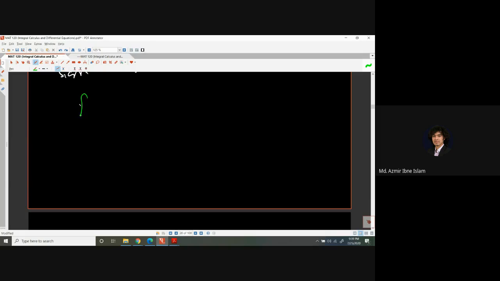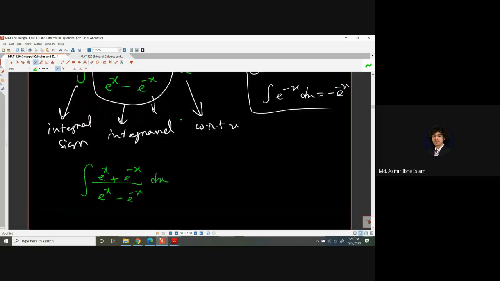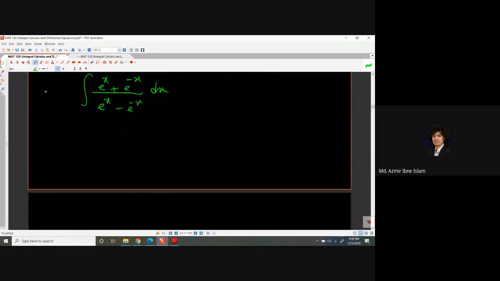Okay, so here we have, I am writing again, e to the power x plus e to the power negative x over e to the power x minus e to the power negative x, dx. Since we don't have any direct formula for this one, we can apply the u-substitution technique. And remember, the substitution technique is a kind of trial and error process. You can consider any function as u, maybe that will be wrong, so you have to look for the correct function.